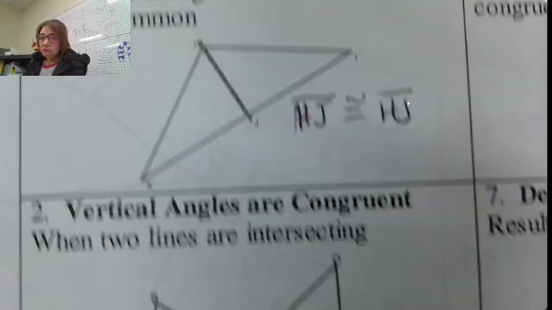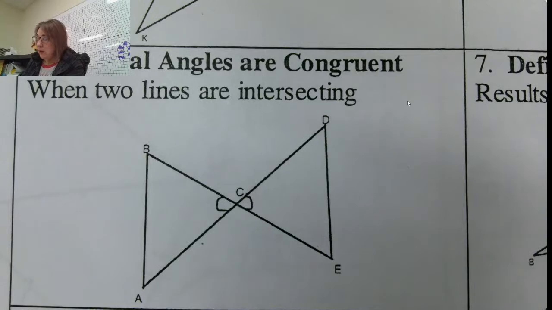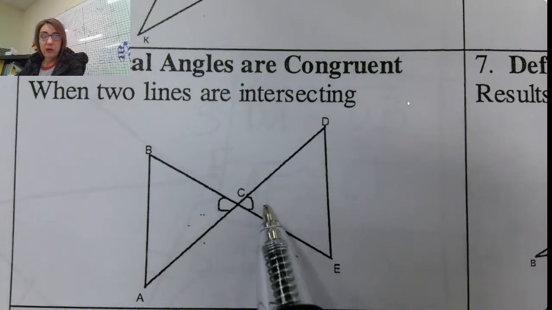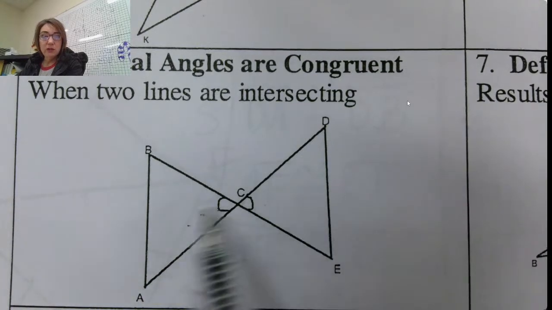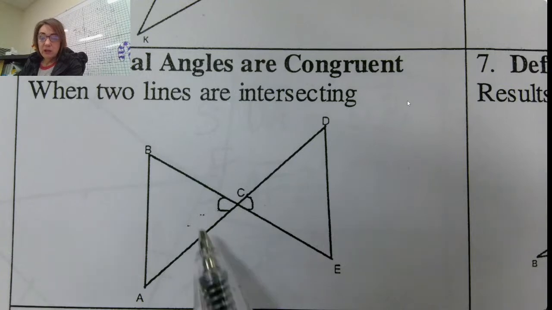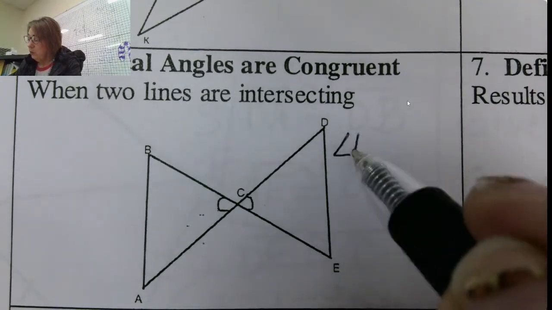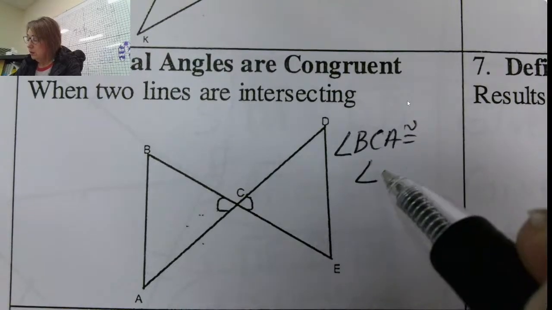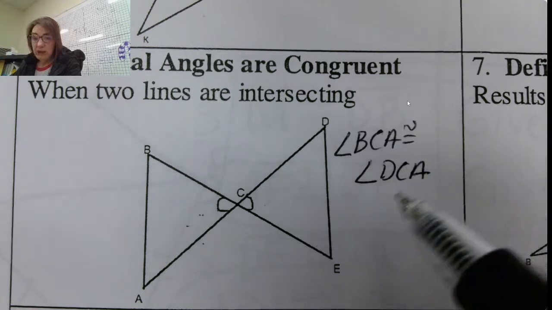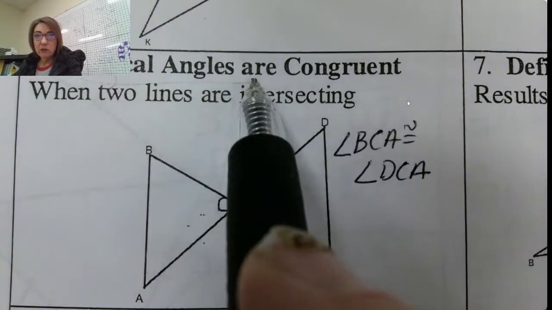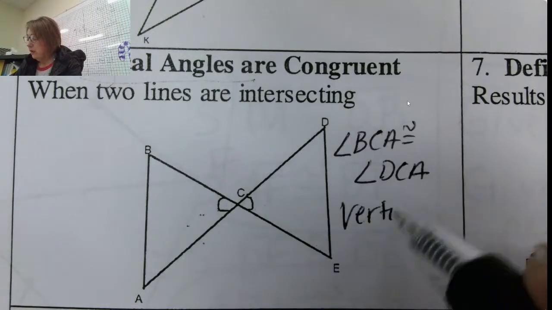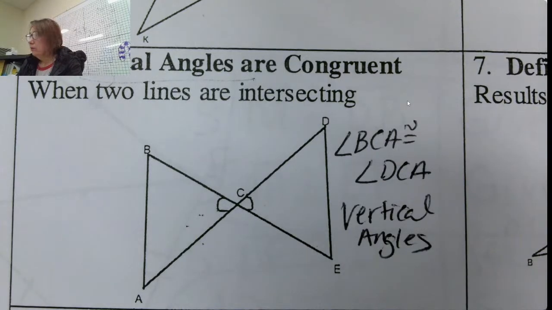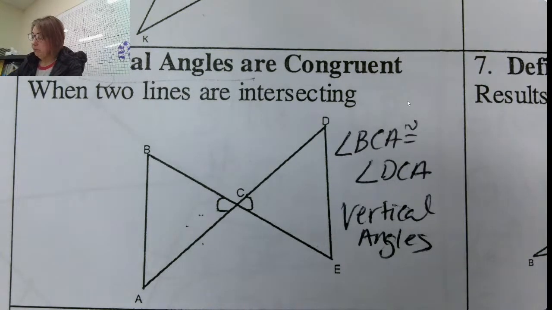If you look at this one, you guys know this. If you have an angle here and an angle here, and they're made by these two lines crossing, those two angles are congruent to each other. So in this case, we could say that angle BCA is congruent to angle DCA because they are vertical angles. So our reason there would just be vertical angles. Y'all with me so far? So far, so good? Okay.